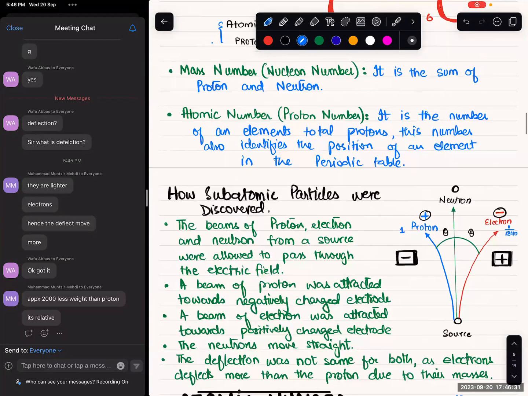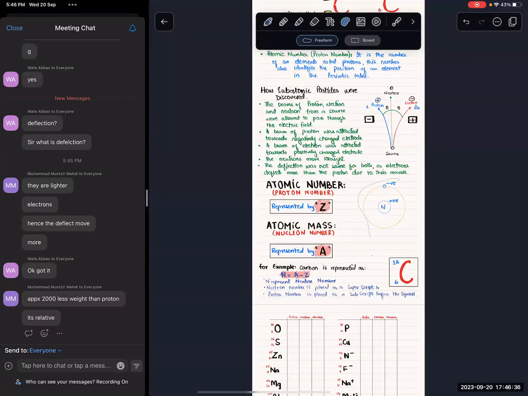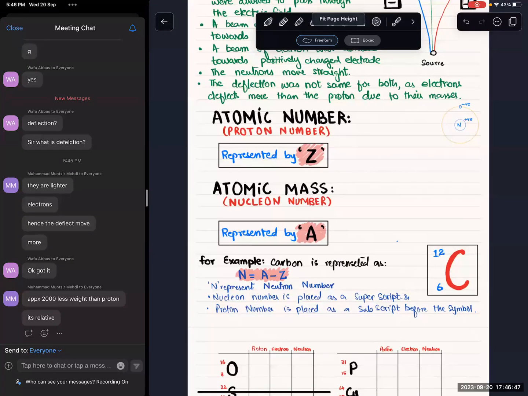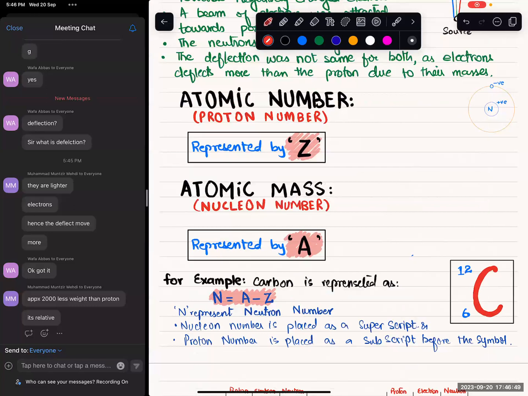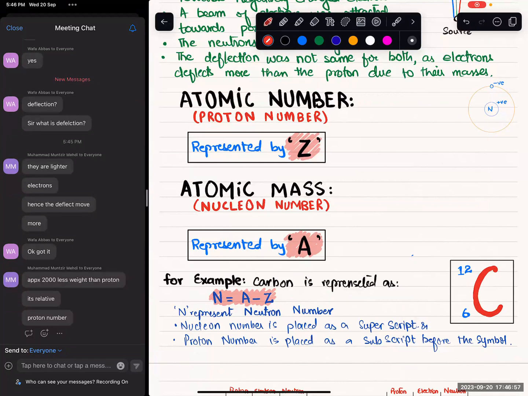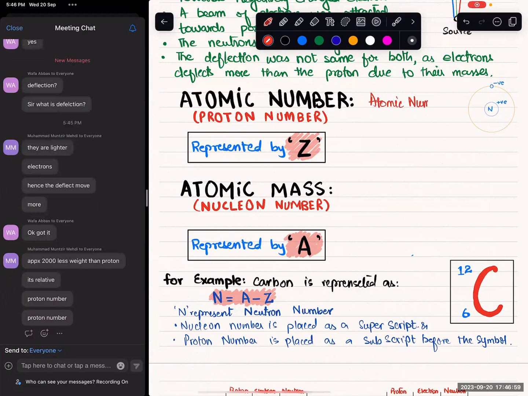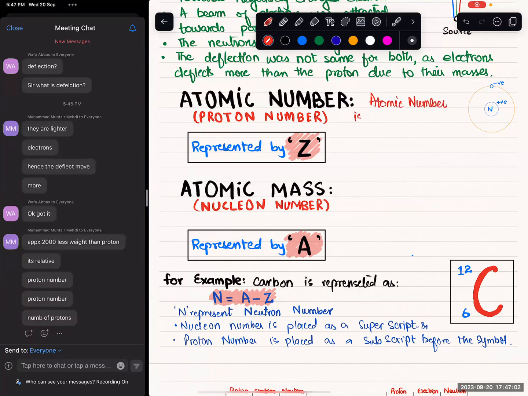We're gonna talk about the atomic number. Do you guys have any idea what the atomic number is? Again, we have already done this, I know, but still, what is the atomic number? Yeah, the atomic number is the number of protons.